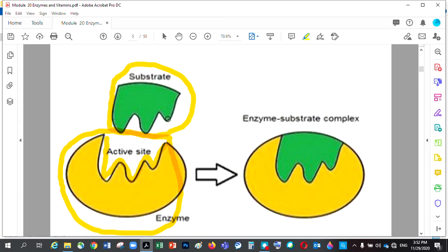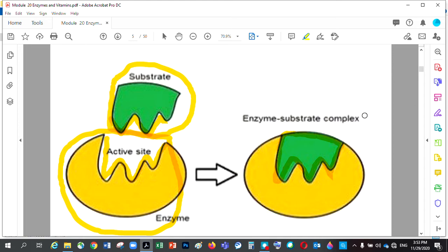And you can see they have to fit the substrate. See how nice here? The edges here have to fit exactly inside this active site of the enzyme. So you see here how nice this is. This is drawn very nicely.